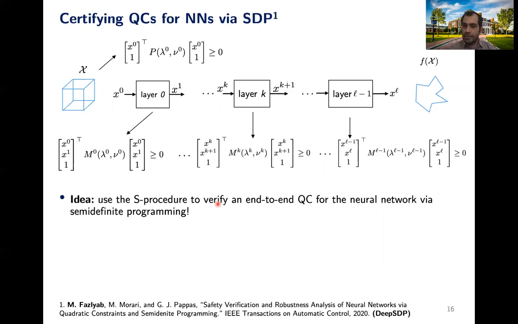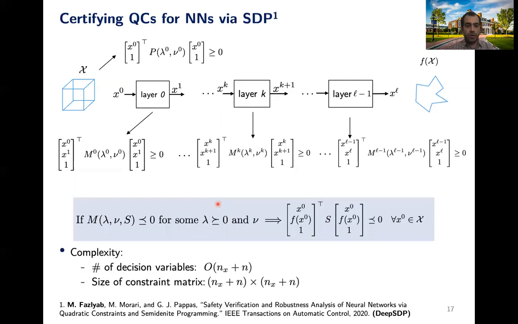To answer this question, all we need to do is to use the S procedure. The S procedure is a procedure to conclude the satisfaction of a quadratic inequality based on satisfaction of some other quadratic inequalities. And this procedure allows us to find a sufficient condition in terms of a linear matrix inequality to verify an end-to-end quadratic constraint for the whole neural network. And this LMI is basically our semi-definite program.